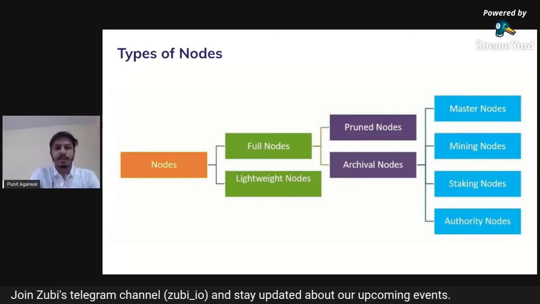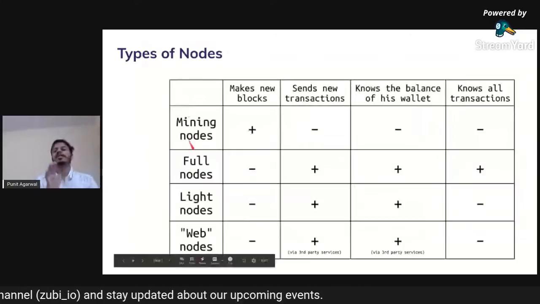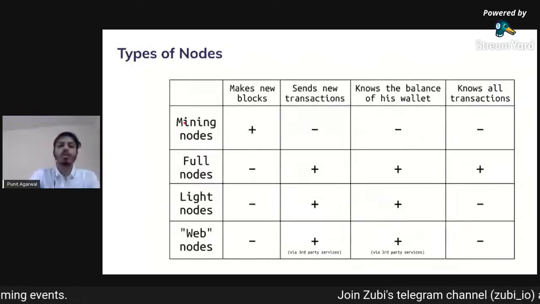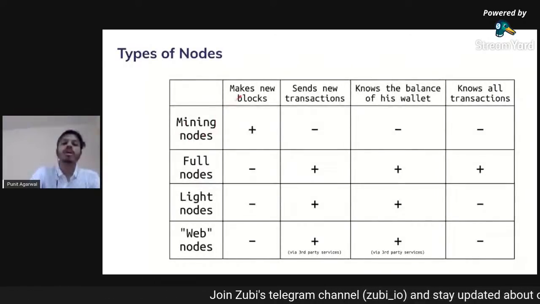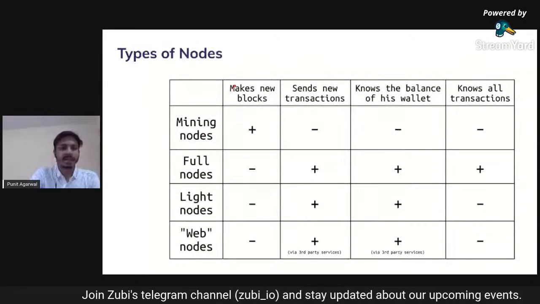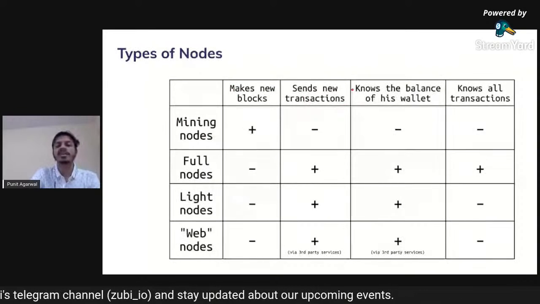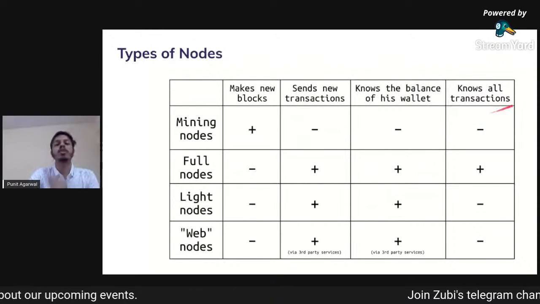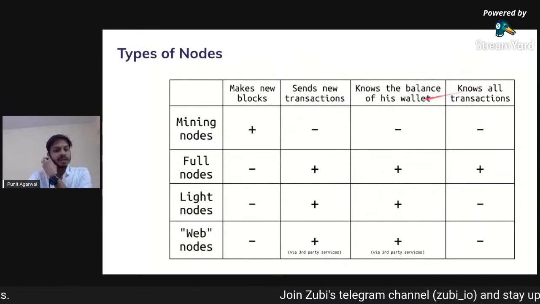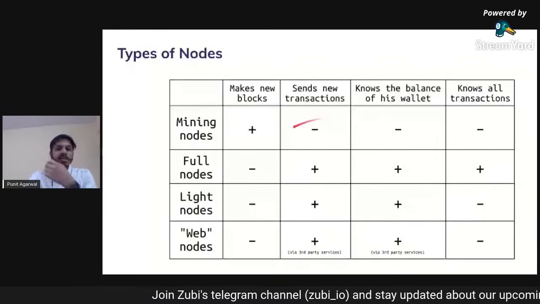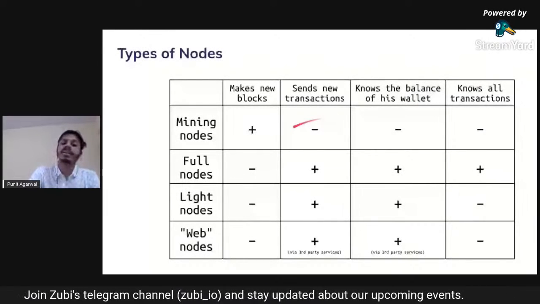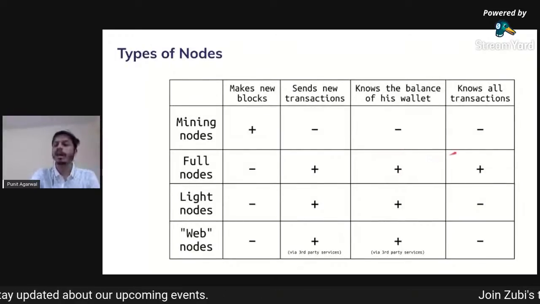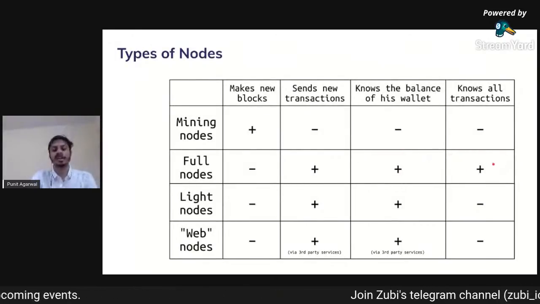So I'll just help you understand some basic and most important functionalities of a node. So what is a mining node? Mining node can make new blocks. They cannot send new transactions. They cannot know the balance of their own wallet, and they don't know all the transactions. Whereas full nodes cannot make new blocks, but they can send new transactions. They can know the balance of their wallet, and they can know all the transactions.